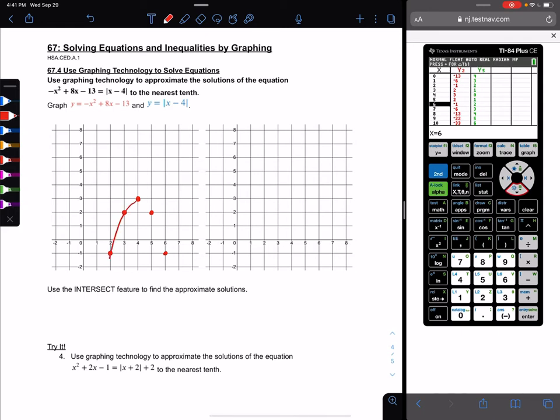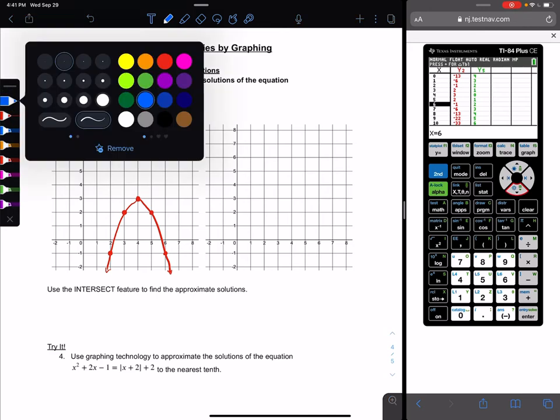So I'm going to draw this parabola here. The nice thing about this problem is that one of them is a parabola and one of them is an absolute value function, so it'll be pretty clear which is which. You do want to be careful though. Occasionally you will have 2 parabolas or 2 linear functions or 2 absolute value functions, so you want to make sure you're very careful with which one is which on the table. Now let's graph the second one.